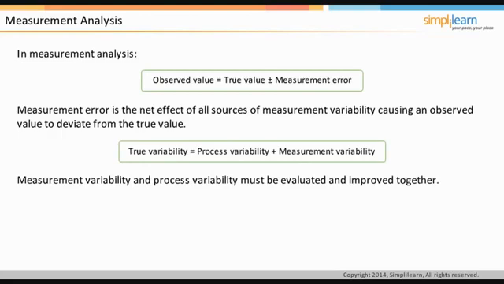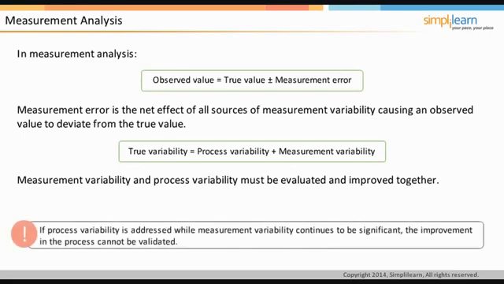Process variability and measurement variability must be evaluated and improved together. Measurement variability should be addressed before looking at process variability. If process variability is corrected before resolving measurement variability, then any improvements to the process cannot be trusted to have taken place, owing to a faulty measurement system. In the following screen, we will identify the types of measurement errors.